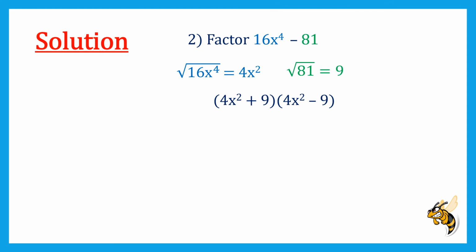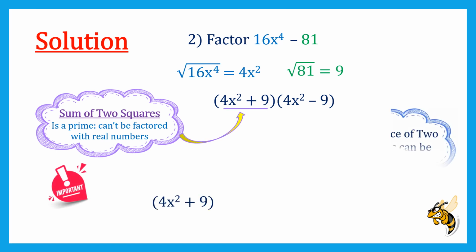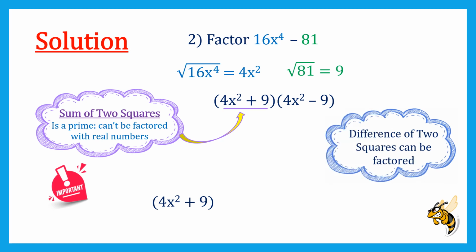However, that is not your final answer. The sum of two squares, remember, is a prime and can't be factored with real numbers. So that means the 4x squared plus 9, which is a sum of two squares, will stay the same. However, we can factor the difference of two squares.